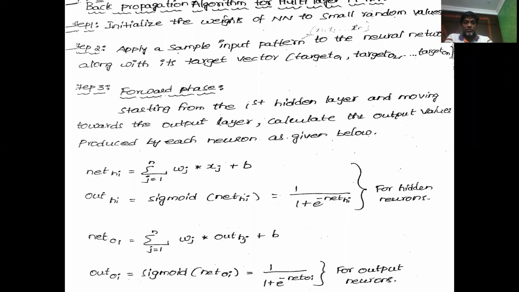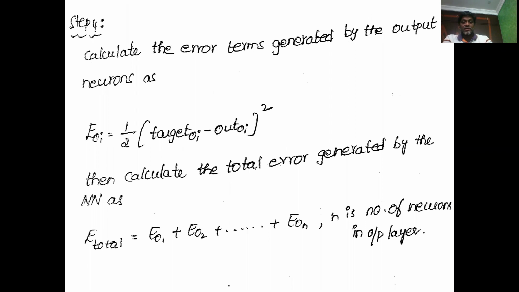Once the outputs are calculated, the next target is to calculate the error term. We need to calculate the error terms produced by the output neurons. So how do we get it? The error term is EOi, where Oi is output neuron i. EOi is equal to half into (target Y minus out Y) whole square. Target Y is already known to us, the desired response from output neuron Y, minus the actual output produced by the neuron, out Y. This is the formula for calculating the error term produced by a particular output neuron.